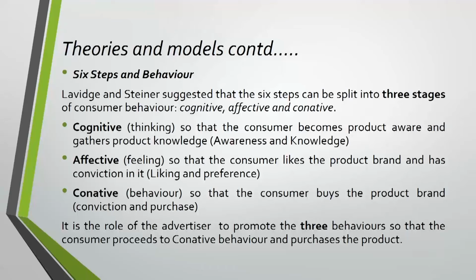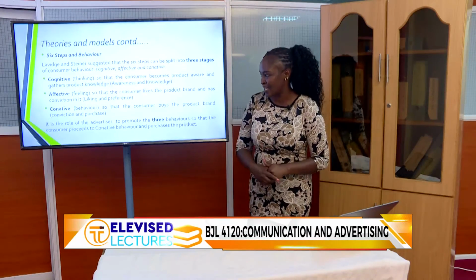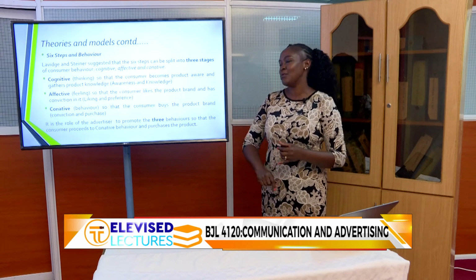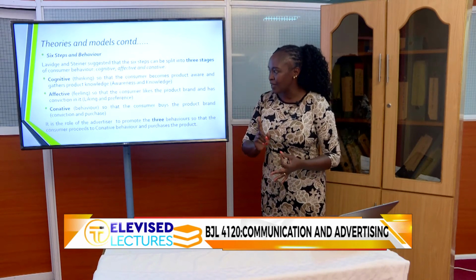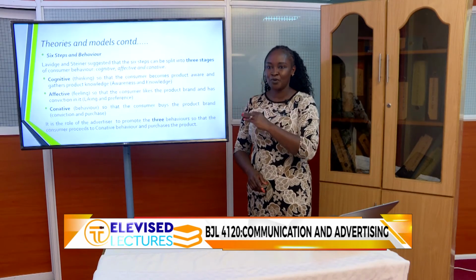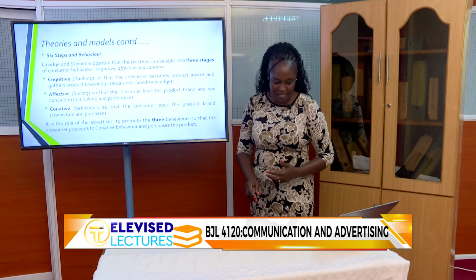the product. And then the affective is about the feeling, so that the customer may like. You remember we've looked at liking. So I like this product, and then I have a positive attitude. I like it. I prefer this. It is better than any other product I've used. And then the cognitive, which is the behavior, so that the customer buys the product, the brand, the conviction to purchase. So I take action and I get the product. So it is the role of every advertiser to make sure that you promote these three behaviors. And I highlight them once more: cognitive, affective, and the cognitive behavior, you know. Because once you're able to do that, then it means that you will be able to sell your product and sell it for long. There's sustainability within the market.